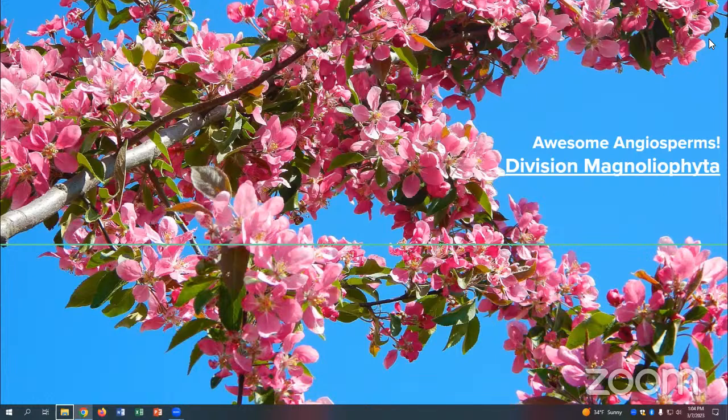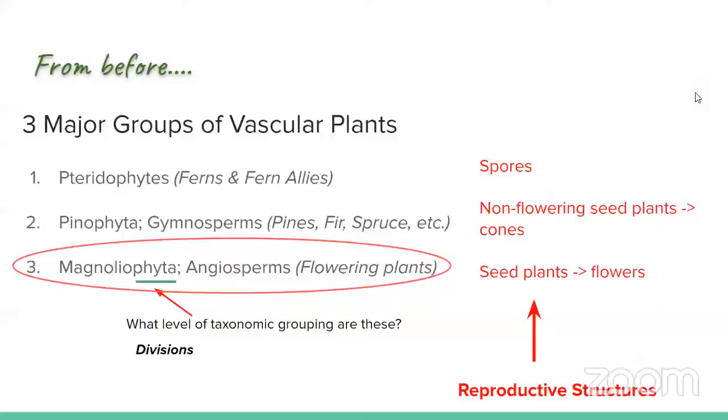Okay, cool. So that's what we'll be doing Thursday. When we come back for the second half of the semester, we're going to be talking about this group that I'm about to introduce to you now, the angiosperms. Our angiosperms are technically known as the division Magnoliophyta, and these are our flowering plants.